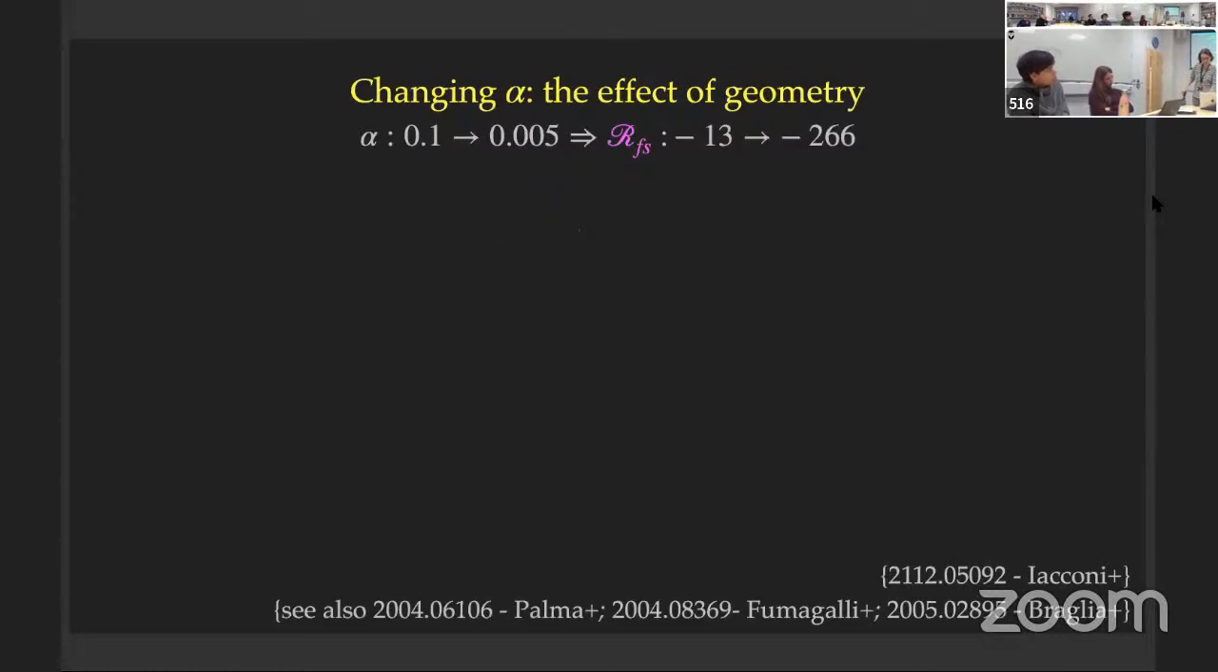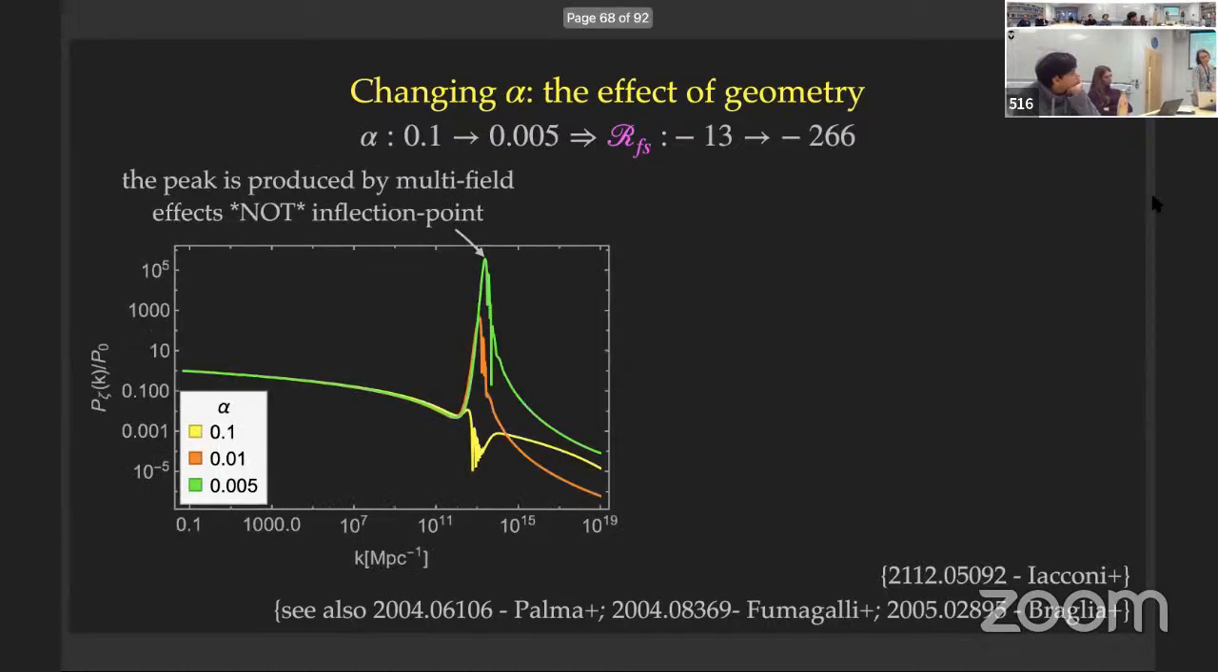We remember that the field space curvature is set by alpha. So let's see the effect of changing alpha from 0.1 to 0.005. This corresponds to changing your field space curvature from -13 to -266. So basically, you are going to larger and larger magnitude values for the field space curvature.